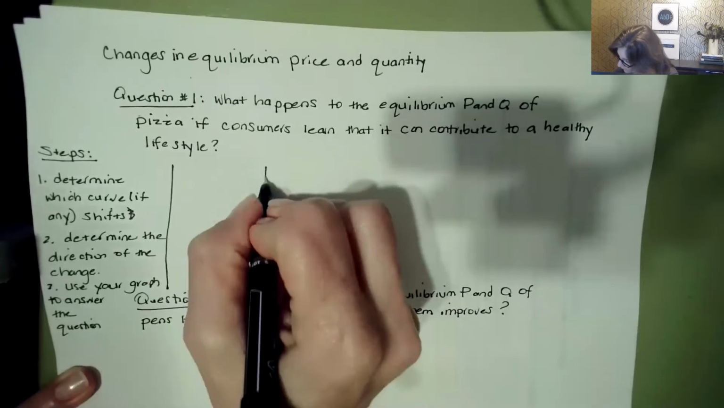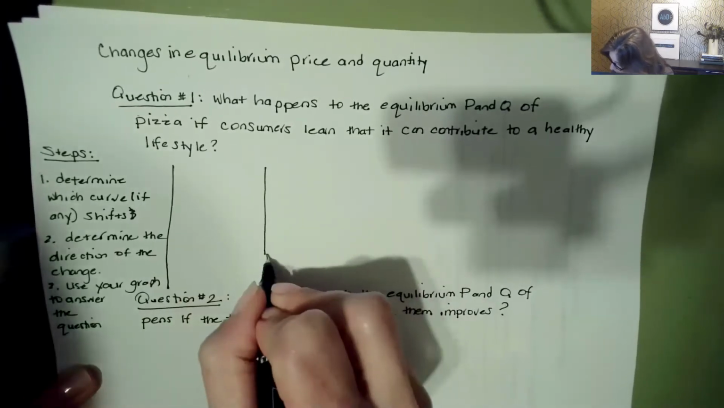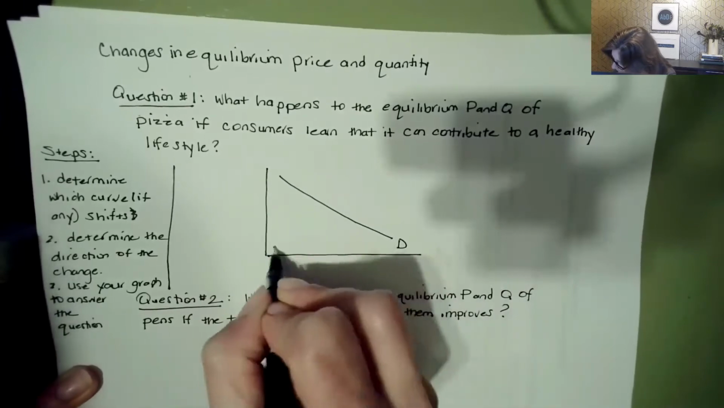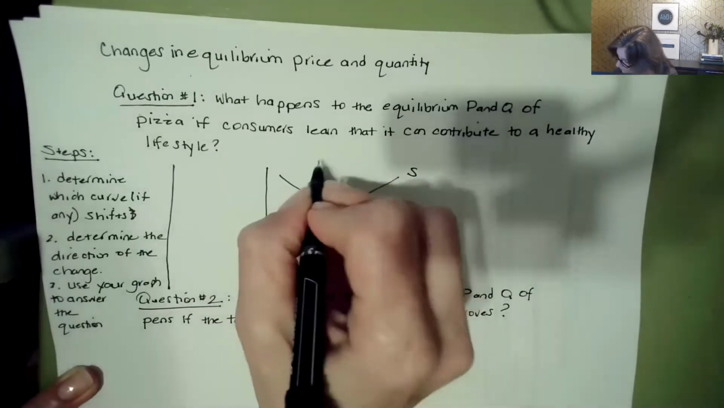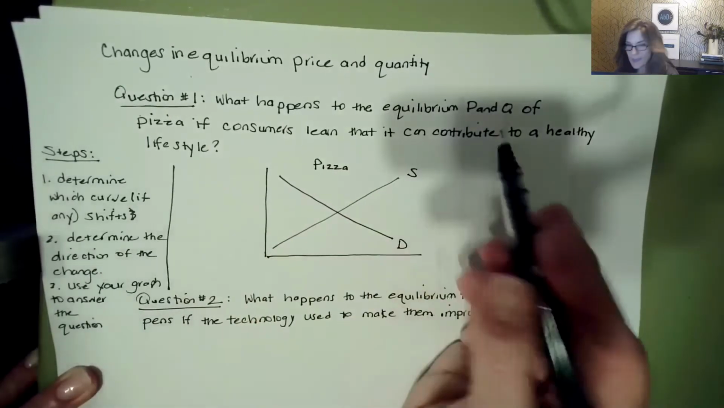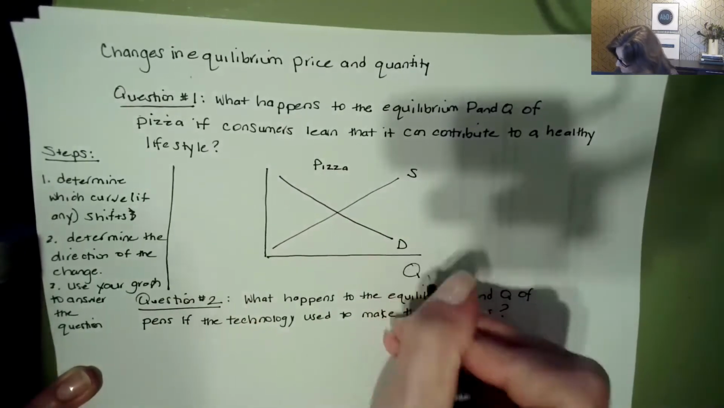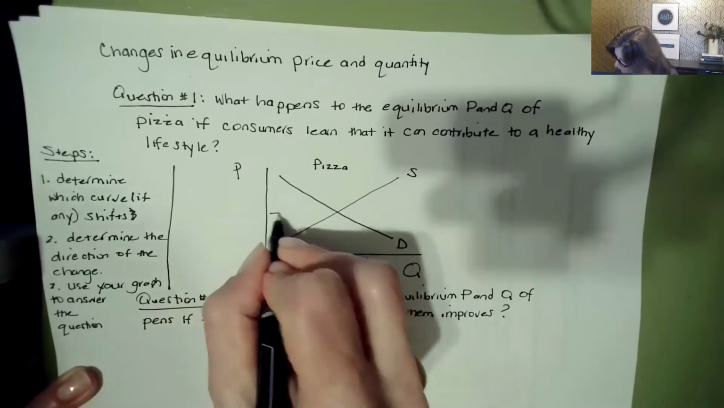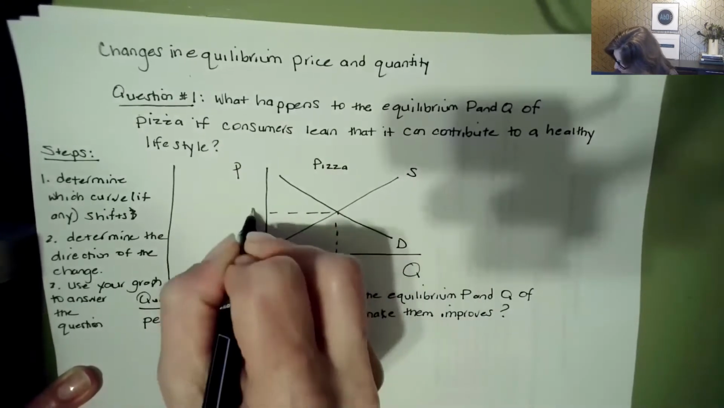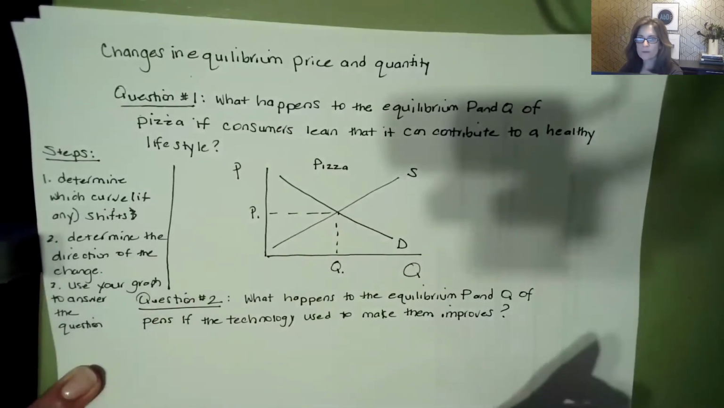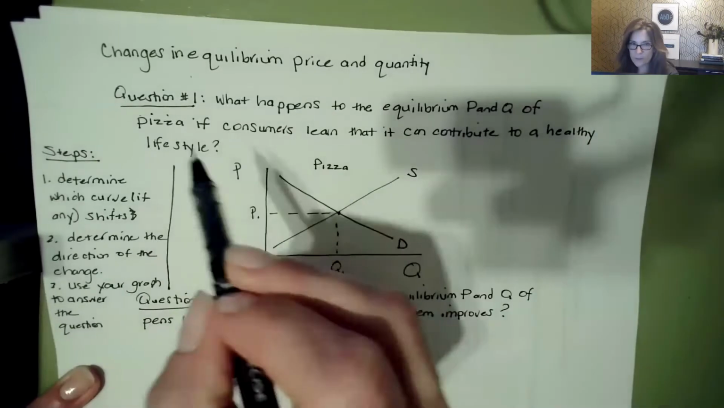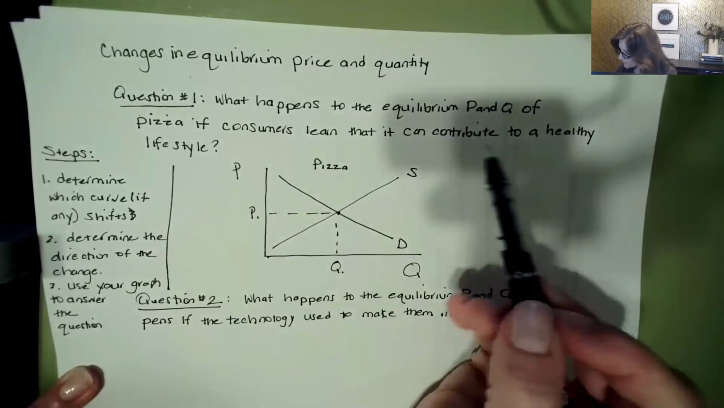So the first thing to do is to graph the market for pizza. So that means we need to include both a supply and a demand. And we'll start by marking off the original equilibrium price. We'll call that P1 and Q1. So that would be the original equilibrium price and quantity.